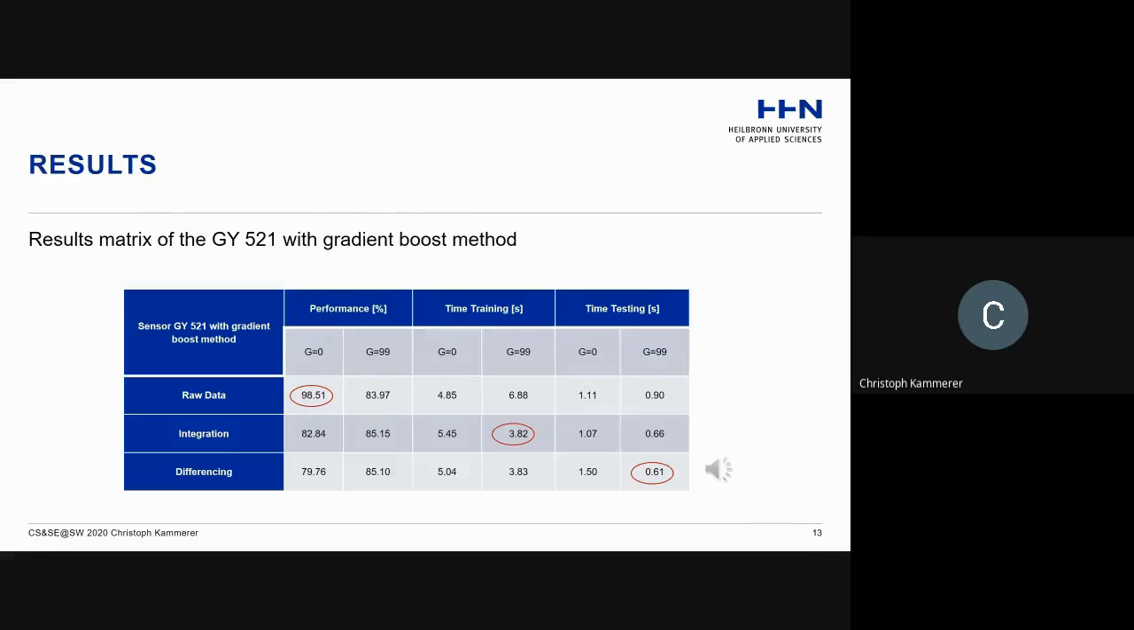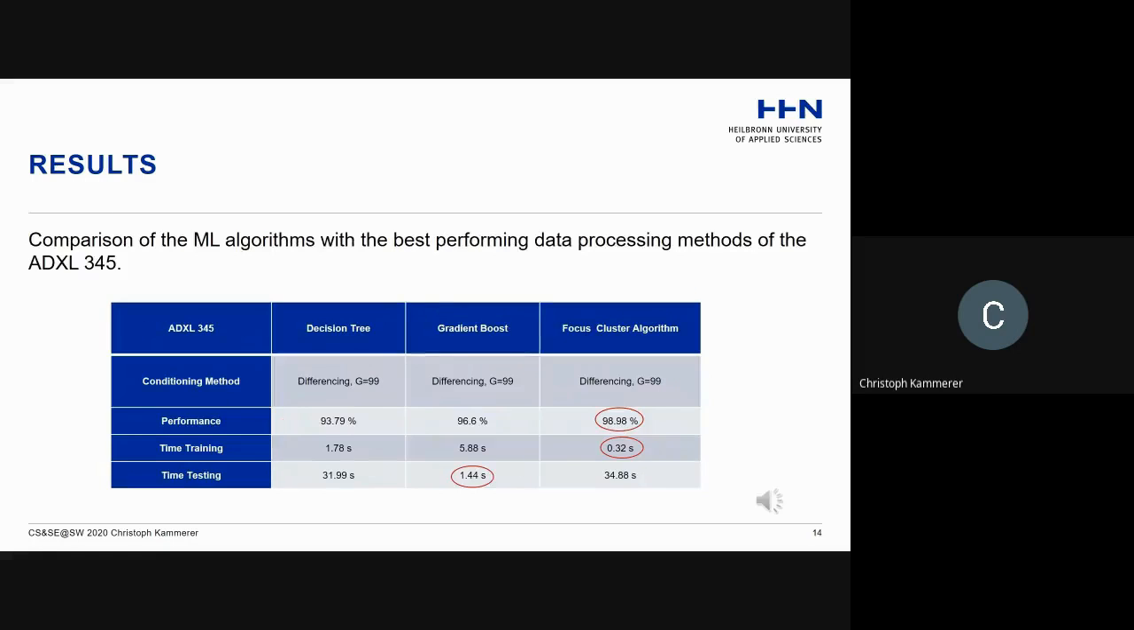On this slide, you see a result matrix for the GY521 voltage sensor with the gradient boost algorithm. The three rows show the different conditioning methods and the columns show the performance and the time needed for training and testing, with or without an additional moving average. As you can see, the highest performance happens with the unconditioned data at 98.51%.